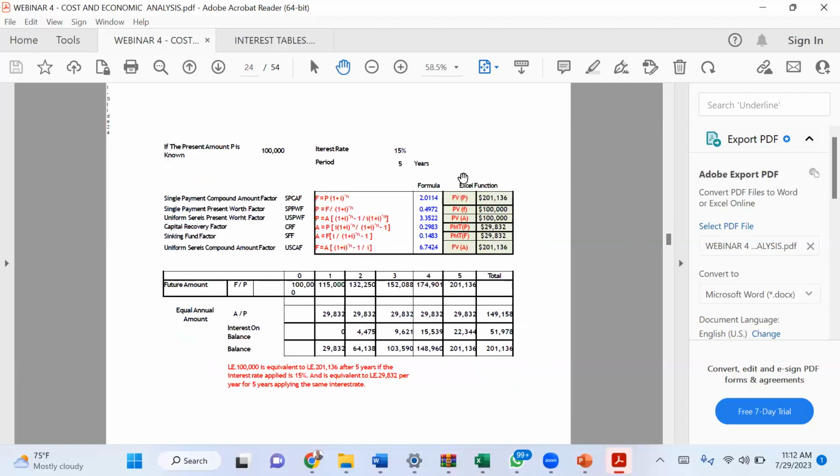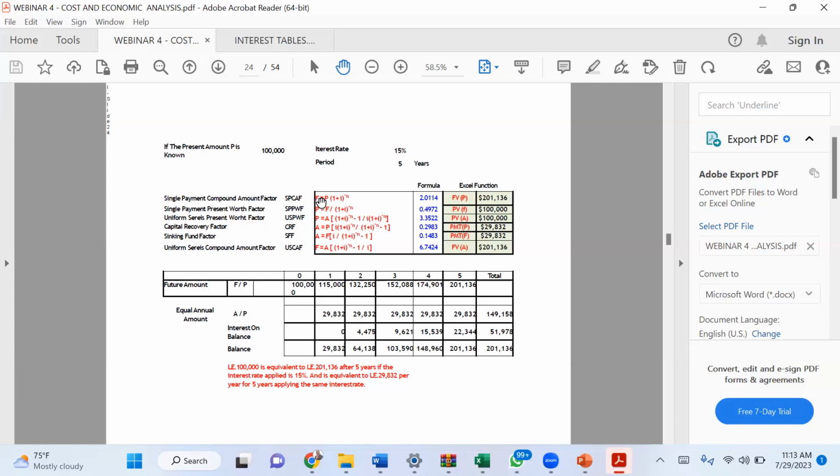Here, we try to explain it just like I explained before. Now watch this. For a present amount of money, 100,000, the interest rate is 15%, and the number of periods is 5 years. If you are calculating the single payment compound factor, which means I'm looking for the future amount, the present amount is 100,000, the interest rate is 15%, the number of years is 5 years. This is the formula I will use, and the formula is this.